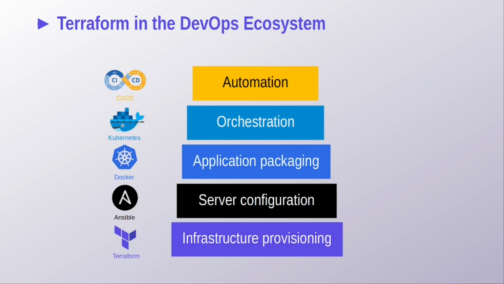Important point. Terraform usually runs before these tools. Simple way to remember. Terraform builds the house. Ansible sets up the rooms. Docker packs the furniture. Kubernetes manages everything inside. Terraform is the foundation of modern infrastructure.